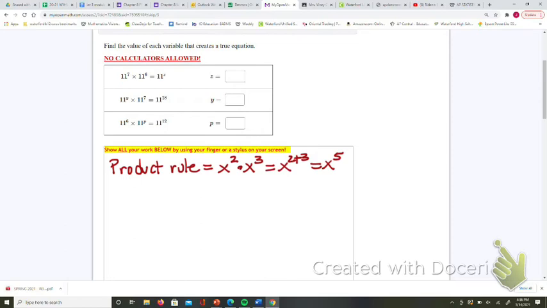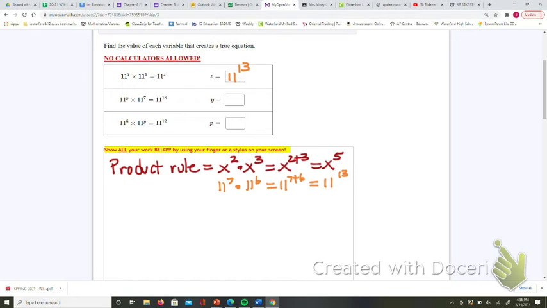Okay, now we're going to look at number 1, which is 11 to the 7th times 11 to the 6th. Now, if you look, notice we did X to the 2 plus 3, so we're going to do 11 to the 7 plus 6, which is 11 to the 13th. So then we type 11 to the 13th in the answer box.